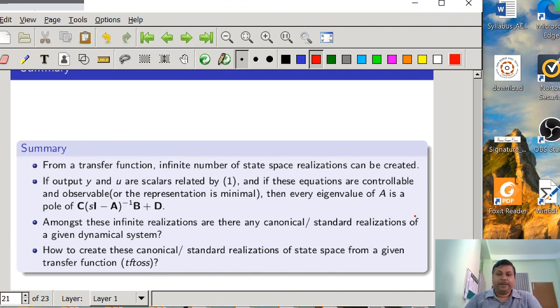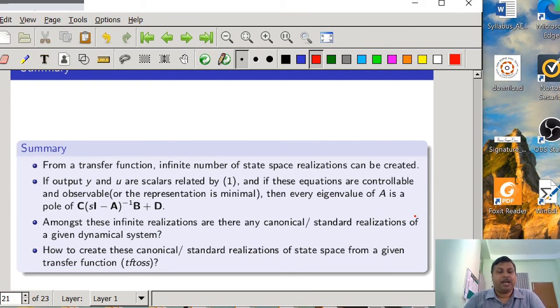Now, amongst these infinite realizations, are there any canonical or standard realizations of a given dynamical system? You see, for a given transfer function, we just came to know that we can create an infinite number of realizations. So out of that, is there any canonical standard realization of a given dynamical system? Yes. Out of these infinite realizations, there are a few which are canonical, and they will be useful to analyze the system as well as for synthesis of the controller design. So the next question is how to create this canonical standard state space realization from a given transfer function, that is TF to SS.